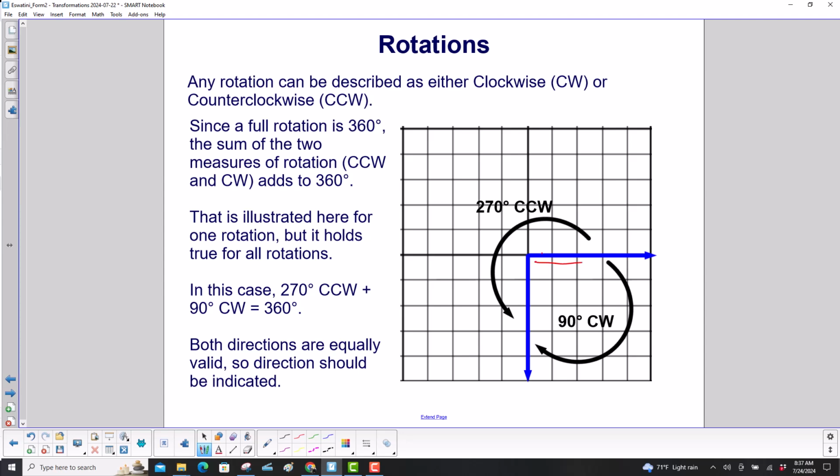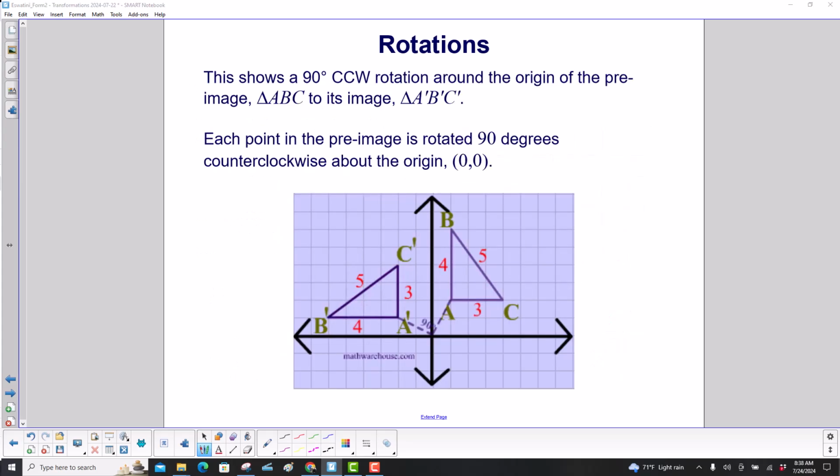So this arrow here was rotated here. And then you just sum. If you go this way, it would be 270. If you go that way, it would be 90, but those two have to add up to 360 degrees.